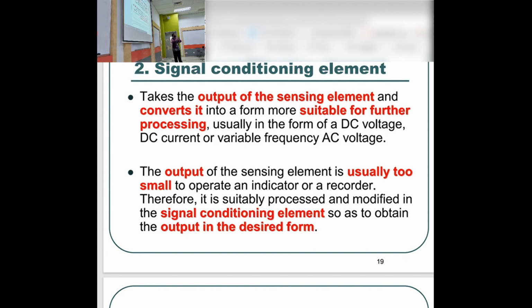I think I need to use 3 only. Three important things. The first is signal amplification or attenuation. Second one is signal filtering, and the third one is converting the signal to digital. And the other one is integration.